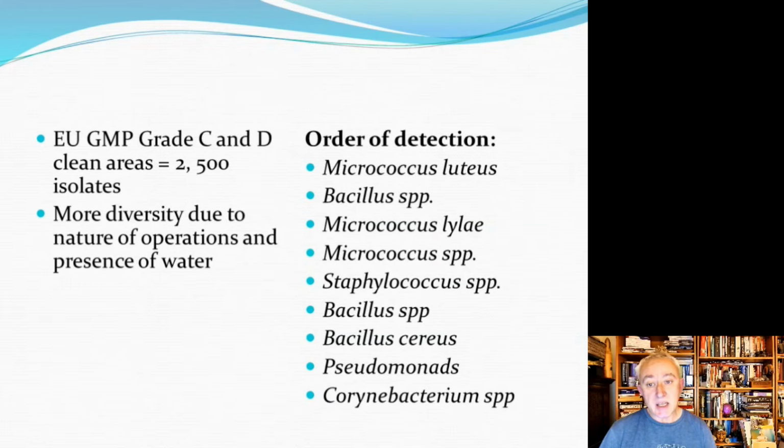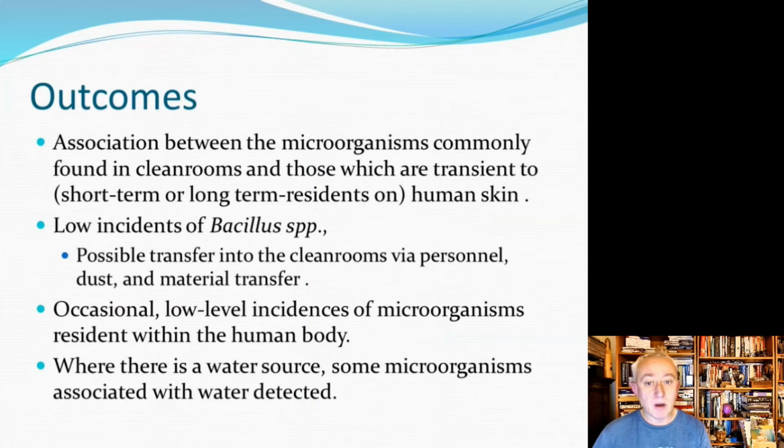In C and D clean rooms, from around 2,500 isolates, there's much greater diversity, and one of the factors that affects that diversity is whether there are water sources, and secondly, you've got lower levels of gowning, and perhaps more variability with transfer of items. But really what you're hoping to see is, as you transfer items through the different clean room grades, a reduction in count, and a reduction particularly in spore forming microorganisms.